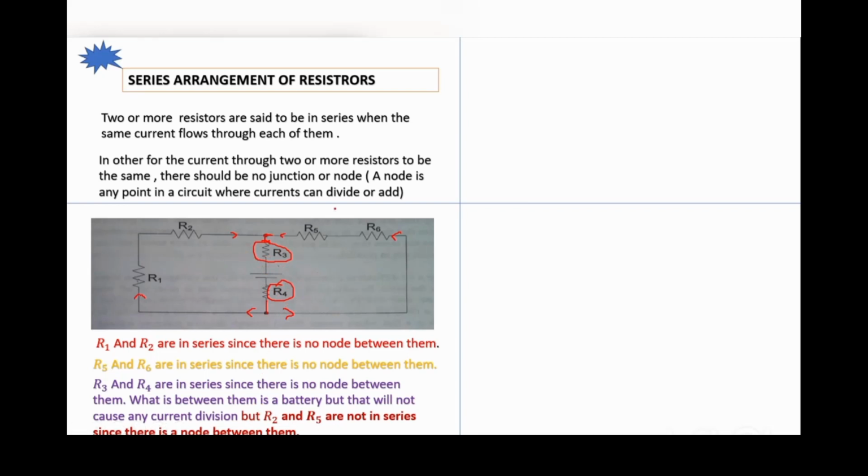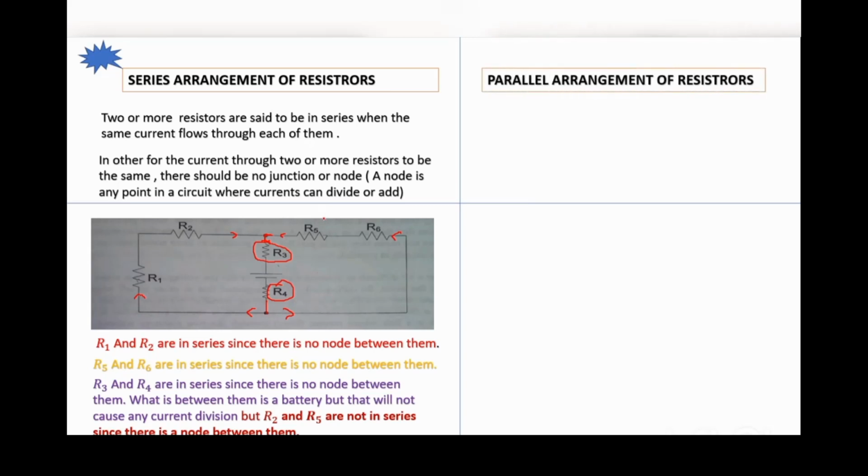So this is R2 and R5. There's no way they'll be in series, since they have different current. Because with a series arrangement, they should have the same current flowing through them. Are you getting it? Since they do not have the same current flowing through them, there is no way R2 and R5 will have the same current flowing through them.